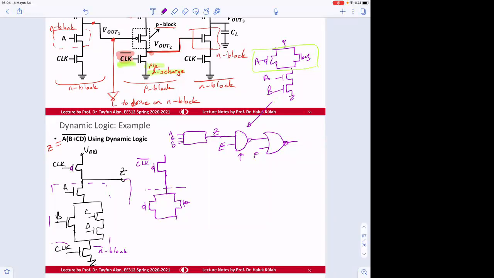And this output goes here, and the other input is going to be E. And then we have here clock bar, and the output is taken from here, and that's called, let's say, Y, and then X. Okay, so this will be Y.